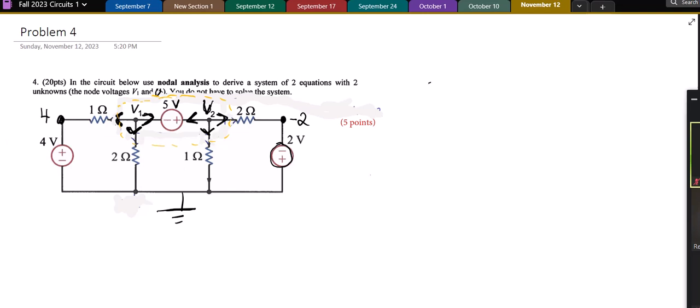I know that V1 equals V2, well, let me write it another way. I would say the positive side minus the negative side equals 5. So V2 minus V1 equals 5.